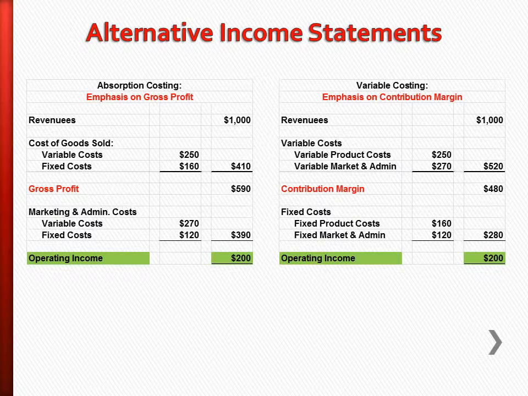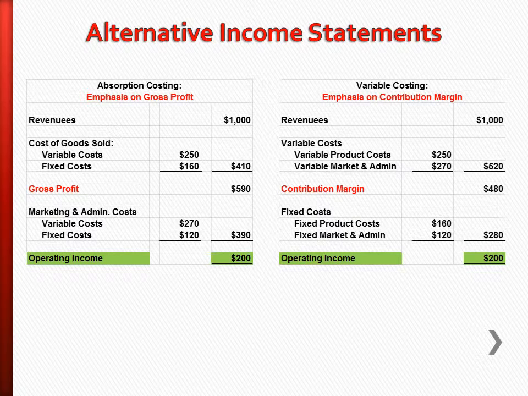In this example, we do arrive at the same operating income, but we arrive at the same operating income only because inventories did not change. We have the same level of inventory from one period to the next. We'll discuss that more later.